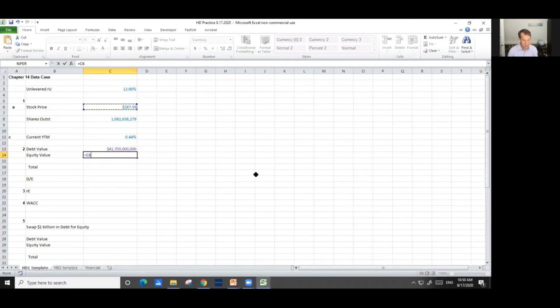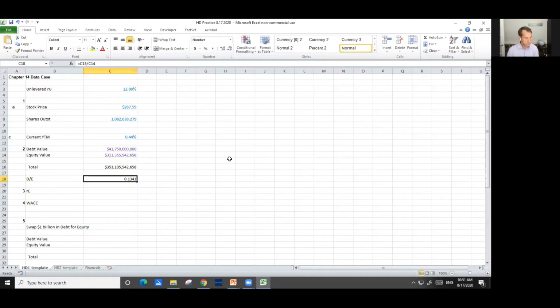Equity value is pretty simple. It will be the stock price multiplied by shares outstanding. And the total will be debt value plus equity value. Now, the task was for us to calculate debt to equity ratio. Now it's fairly simple. I'll just divide debt by equity, and I get 0.1341.